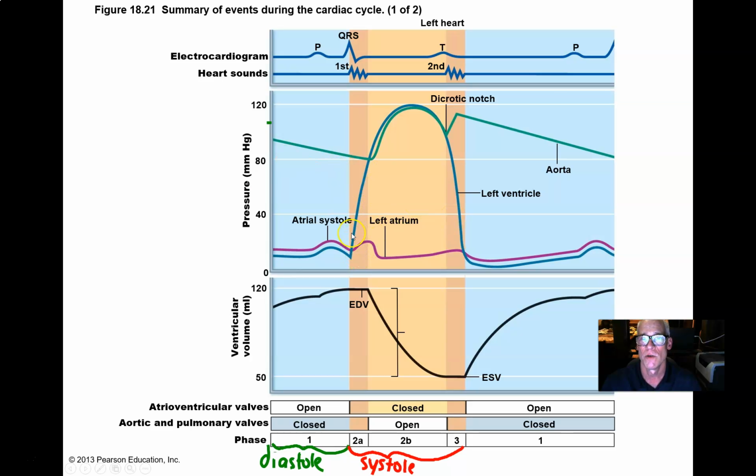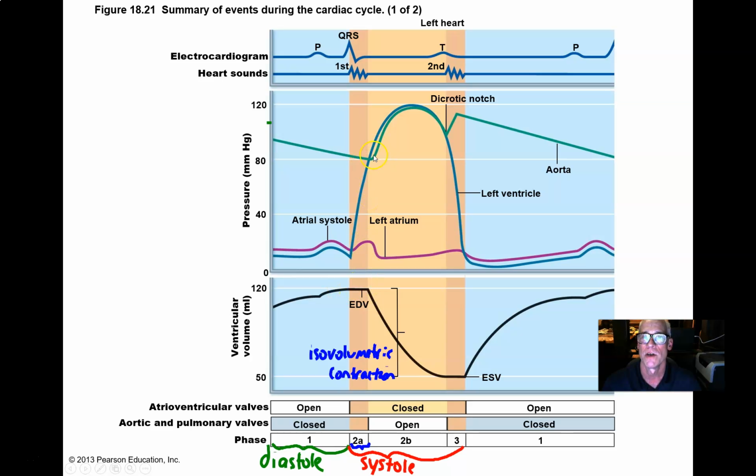But the heart is still doing work, it's still contracting. This period of time, defined by this darker tan box, is called isovolumetric contraction. Iso just means same, volume contraction. Right? We're contracting, but we're not getting any blood out yet. And you can see right here the volume is staying constant.